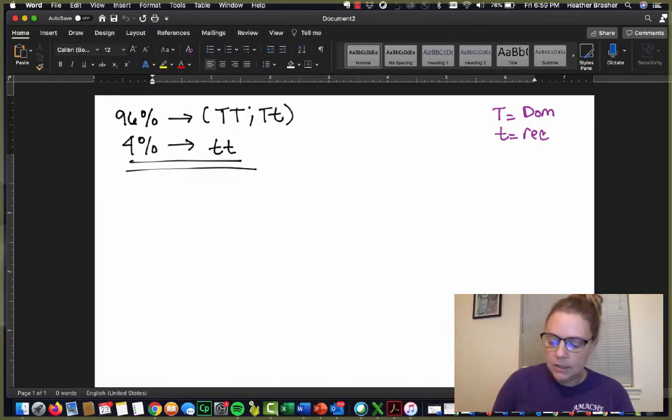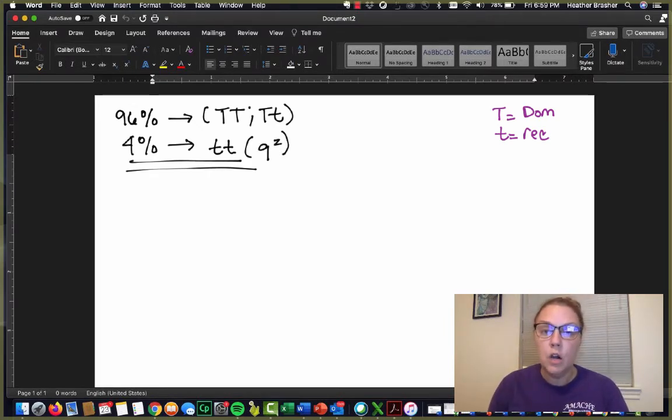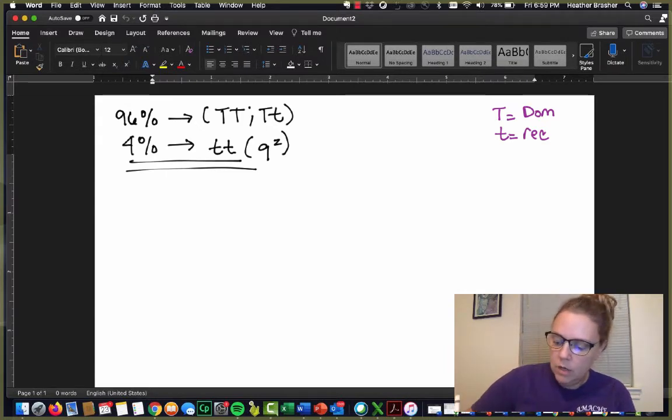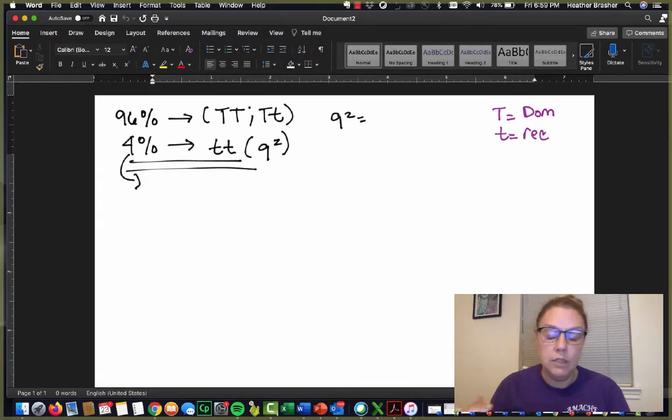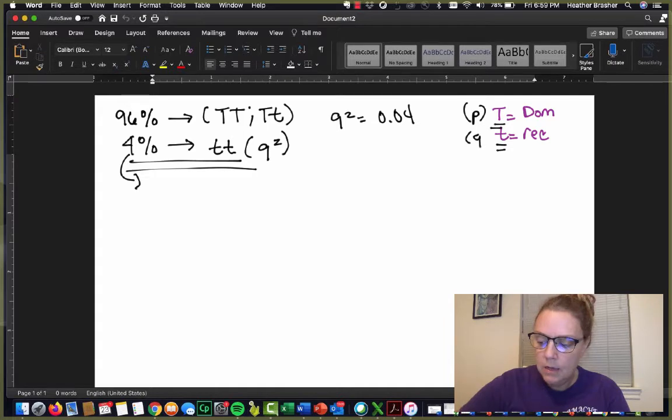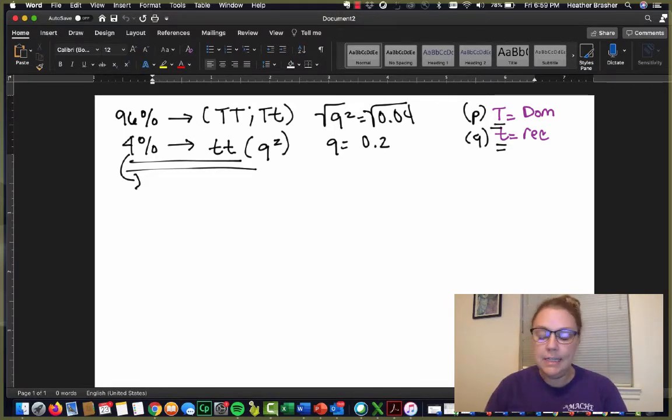We can do that because we know that little t is written in the Hardy-Weinberg equation as q squared. So q squared equals, and we have to convert 4% to a decimal. Divide by 100 and it gives you 0.04. The two alleles we have are big T and little t, where big T in Hardy-Weinberg is p and little t is q. To find q, we square root each side. So q equals 0.2. If we want that as a percentage, we multiply by 100 and we get 20%.